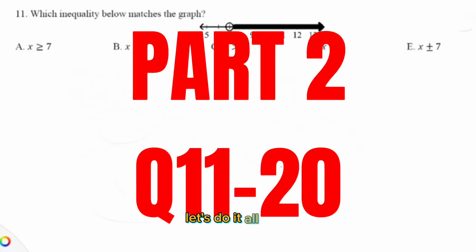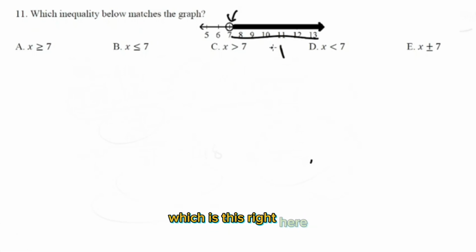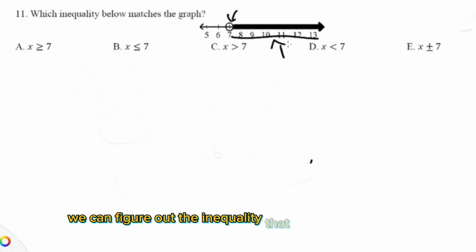Let's do it. Alright, which inequality below matches the graph? Okay, so in an inequality, there are two key parts. You have the circle, which is right here, and you have the line, which is this right here. So using these two components, we can figure out the inequality that matches the graph. First up, let's look at the line.